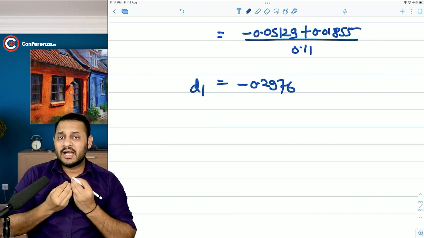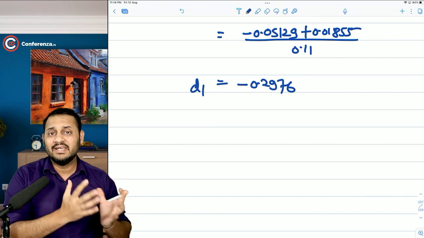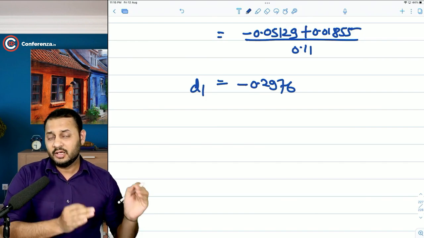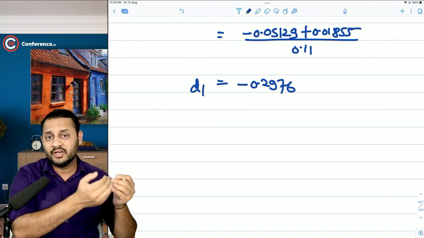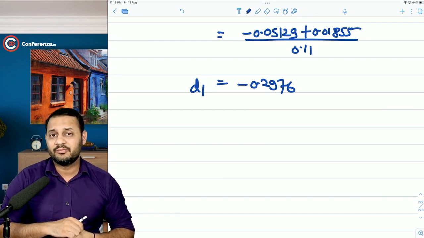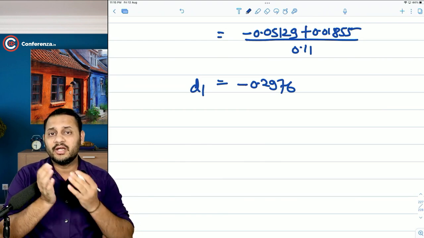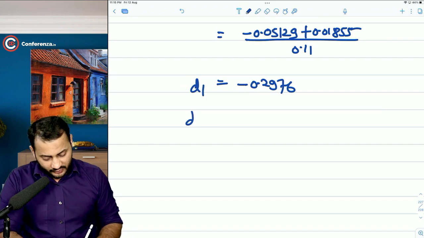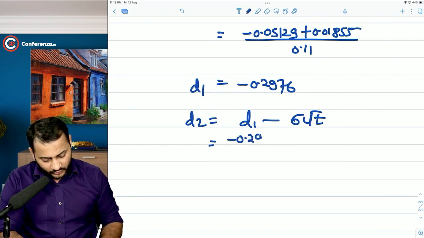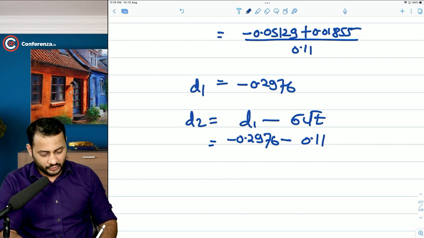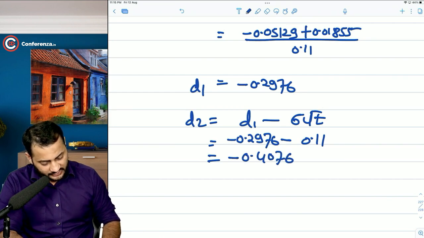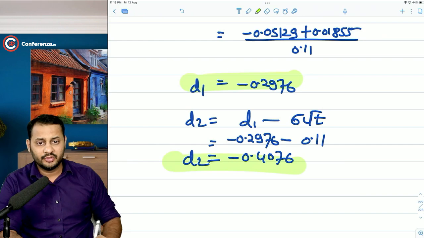How to calculate the normal probability of a minus value? D1 is coming to negative. That's what we are going to learn in the second part. We will have to calculate the normal probability of a negative value. This is the reason I took this second part in the class itself, because we need to learn how to calculate N(D1) of a negative value. Let's find out D2 first. D2 is nothing but D1 minus standard deviation under root T. It is minus 0.2976 minus 0.11. So it will again increase the value. That's minus 0.4076, D2.